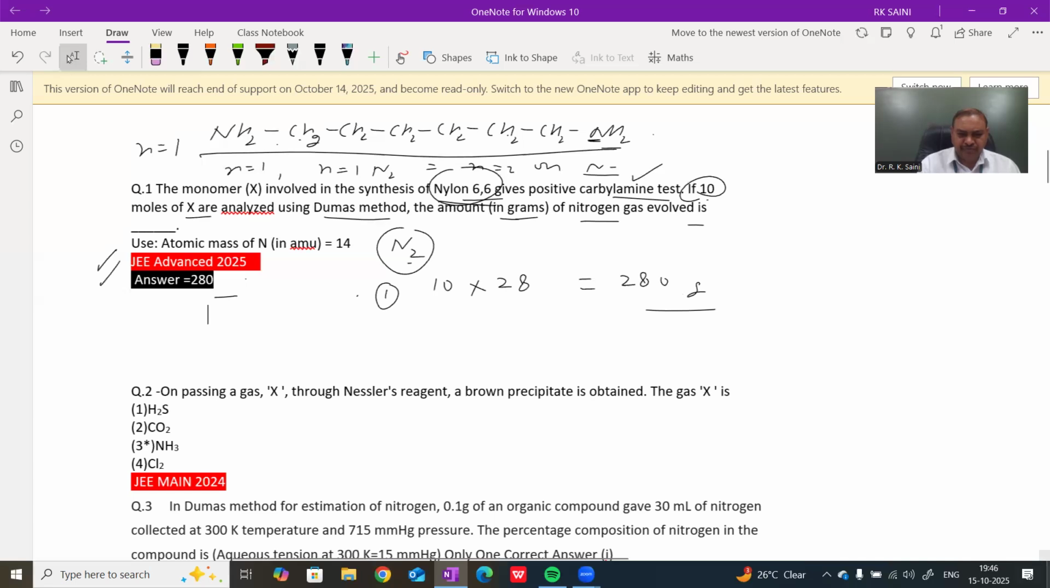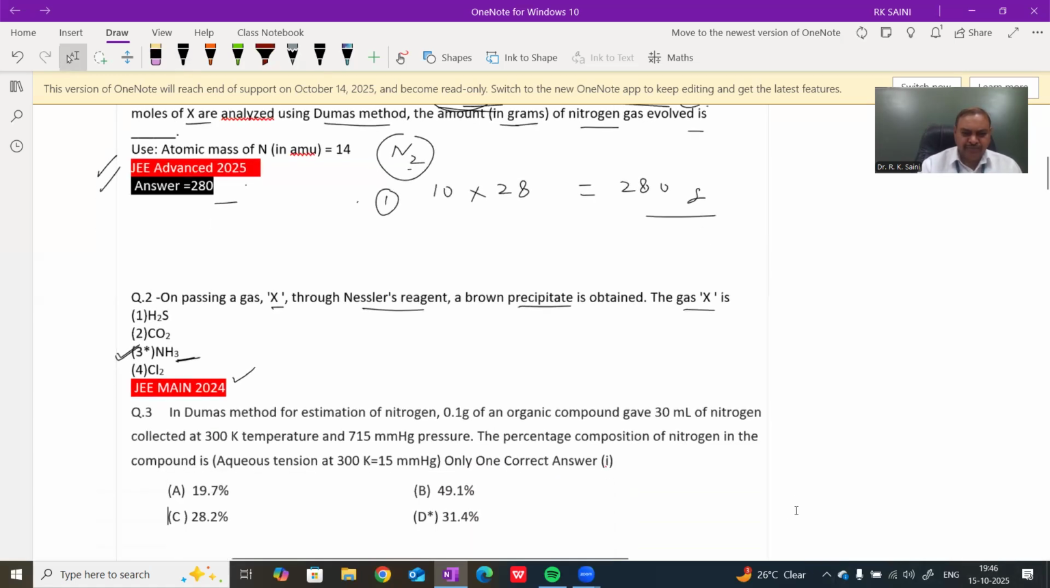Question next. On passing gas X through the Nessler reagent, a brown precipitate is obtained. That gas is? This question was also asked in JEE Main in 2024. This gas is ammonia. Question next. Very simple question, but a theoretical question also.